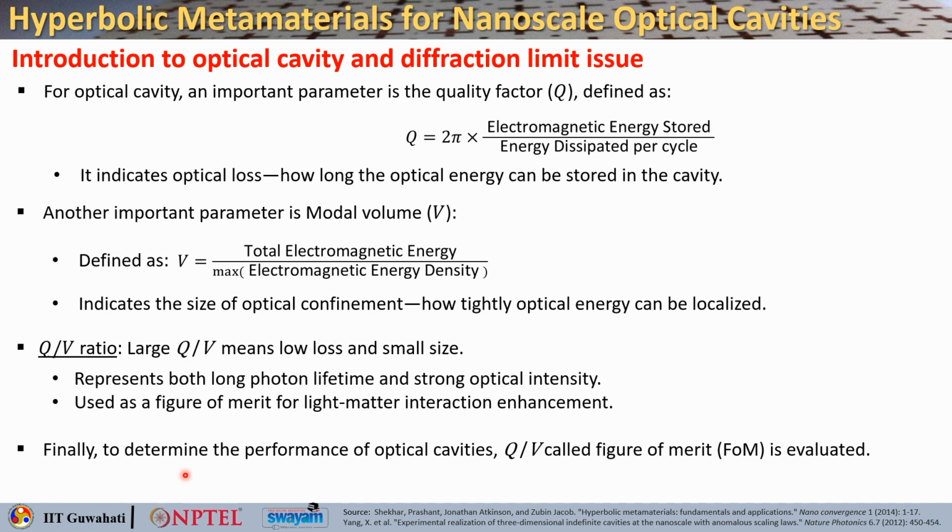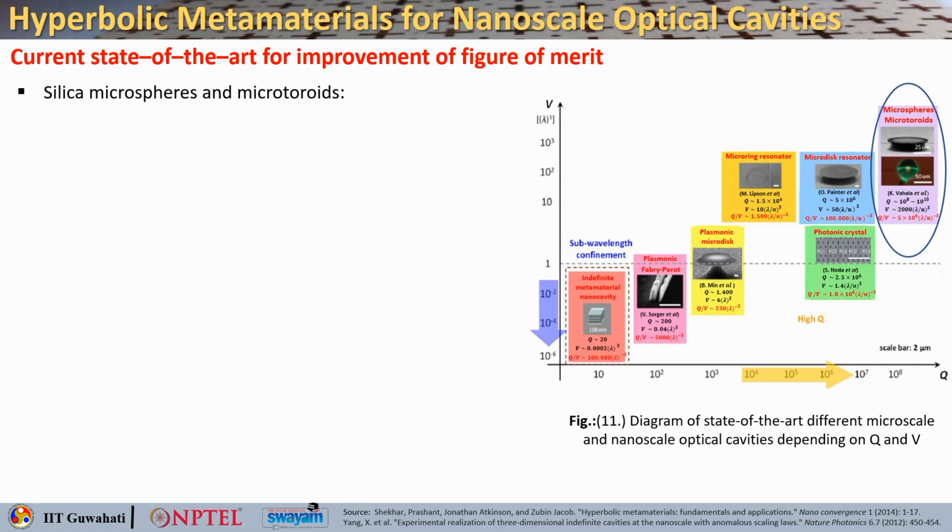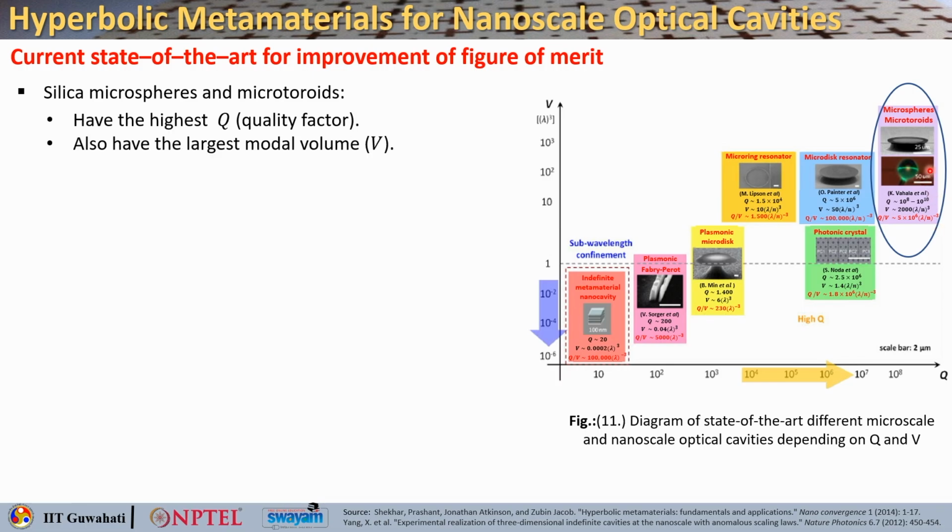So, we will now compare a couple of different cavities and see their performance in terms of Q by V. This is our figure of merit for the discussion. We can start with silica microspheres and microtoroids. They basically have the highest Q, of the order of 10 to the power 8, but the modal volume is also very large, given in terms of 2000 lambda by n cubed. So, the Q by V ratio is not that large.